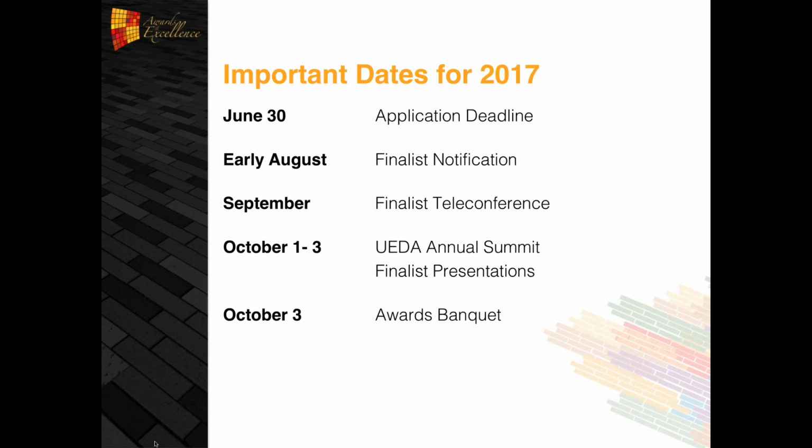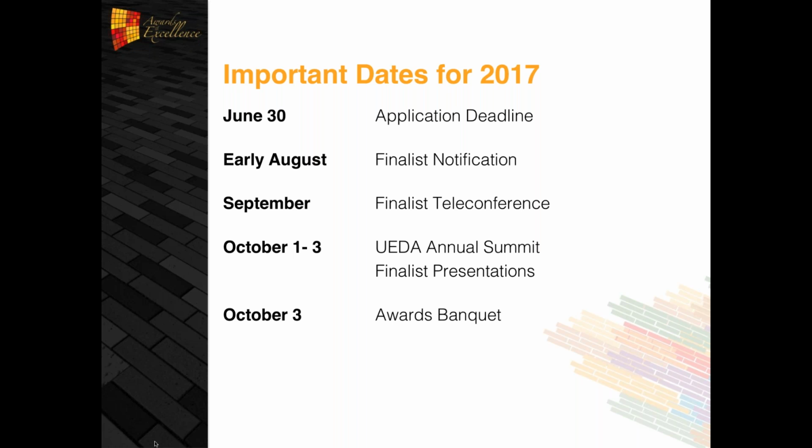First and foremost are the key dates for 2017. So as I mentioned, the application deadline is June 30th for this year. We'll then have our committee, which consists of economic development and higher ed practitioners across North America. They will review the applications, and they will review the categories, and we will then have a finalist notification that will occur sometime in early August.